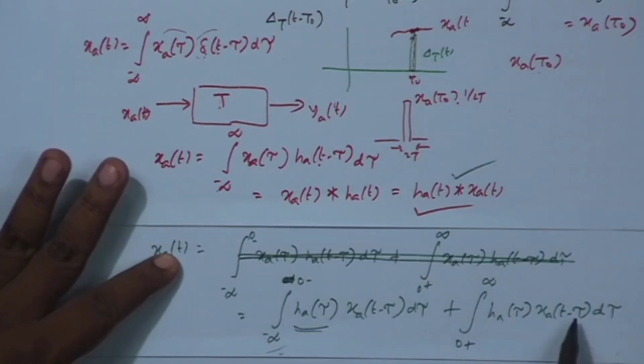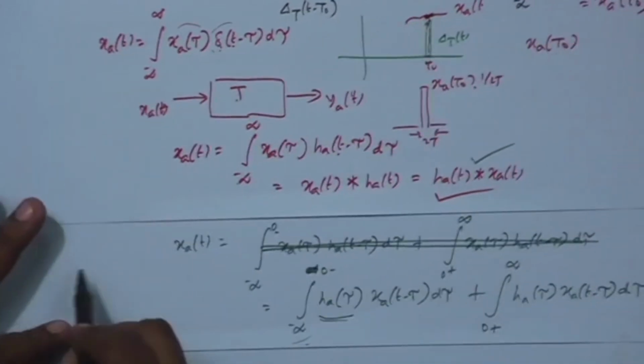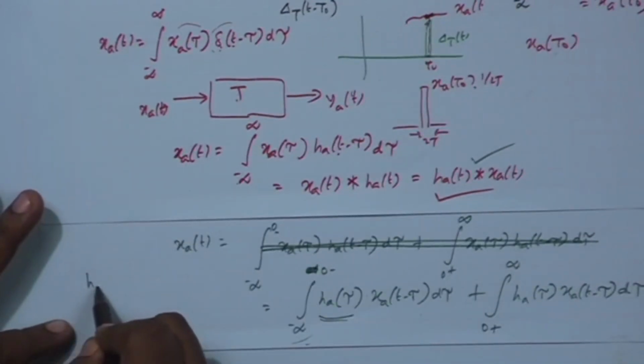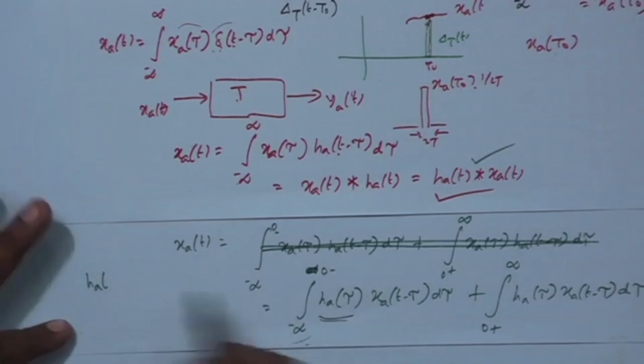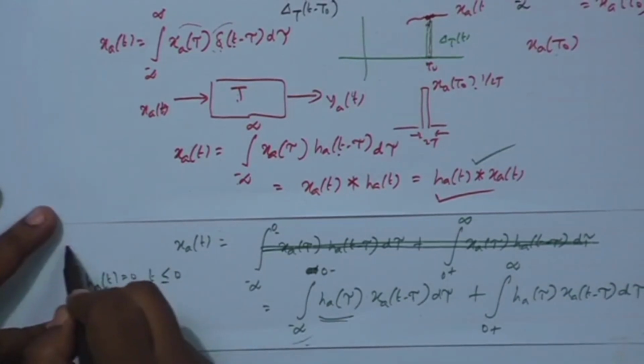Here I have no problem, tau is positive. So, t minus tau means I am going back into the past, which is fine, because past input is always known. Therefore, for causality, h_a(tau) or h_a(t), or whatever way you describe it, must be 0 for t less than 0 for causality.